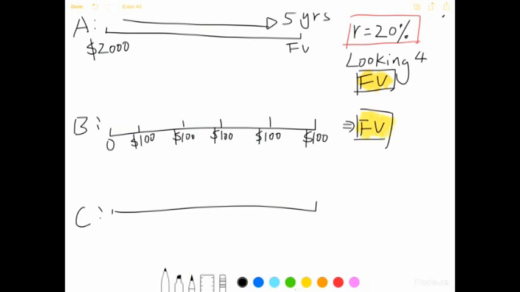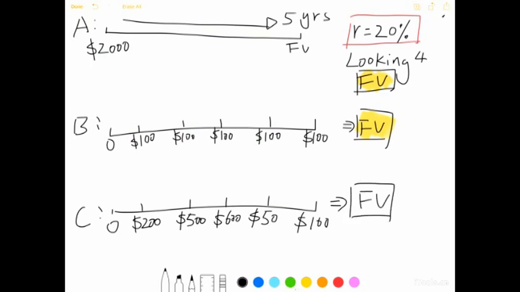And for scenario C, we are going to do exactly the same thing. We are going to divide it into 5 different periods. Period 1, we are paying $200. Period 2, we're paying $500. And period 3, we're paying $600. So as you can see, it's a bit different from B, as we are paying a different amount at each period. And same thing, we are looking for the future value when all of these payments are added up together. We want to know how much it's worth after 5 periods, which is 5 years in this case, right?